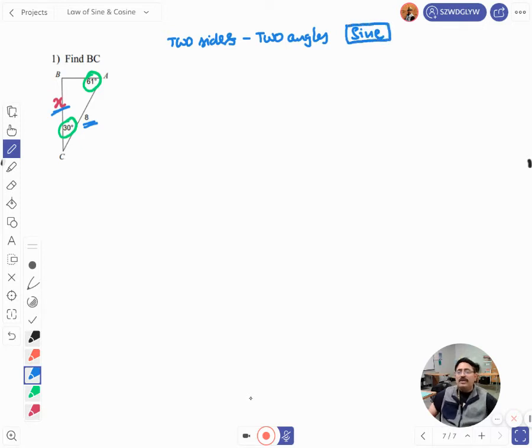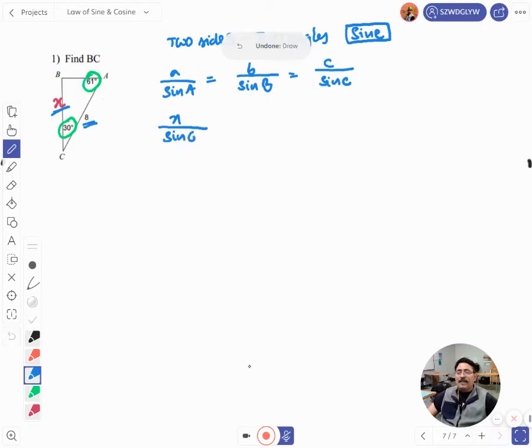So what does the sine rule mean? It is a over sine A equals b over sine B equals c over sine C. Let's plug in the values. Side a is the side opposite to angle A, so x over sine A, and the value of angle A is 61, equals b over sine B. You see, B is not given.